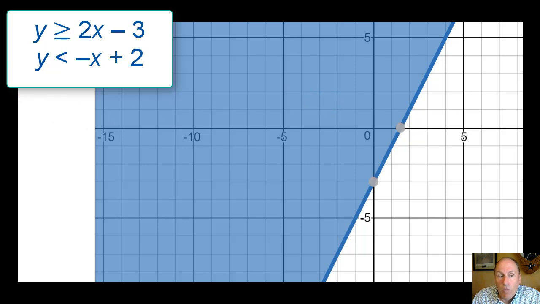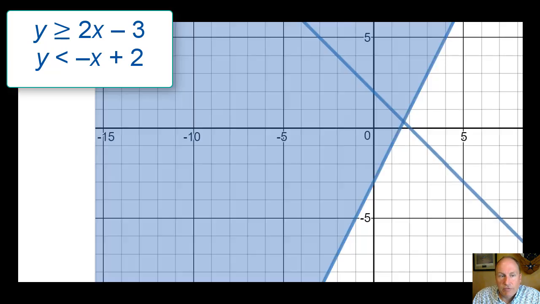So let's look now at y less than negative x plus 2 and graph it. We're going to graph the line y equals negative x plus 2, and it's going to look something like this. It has a y-intercept of positive 2, that's the b of 2, and then it's got a slope of negative 1, meaning that it's moving down to the right, down 1 over 1 for each unit. And it is dashed because this is a less than situation.